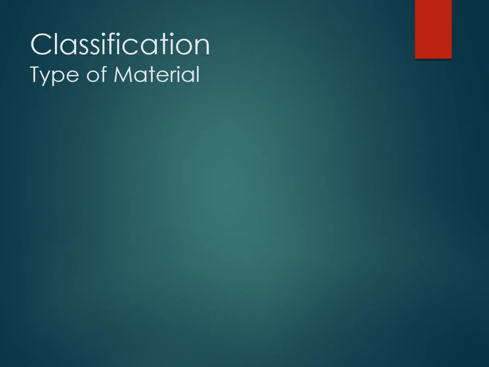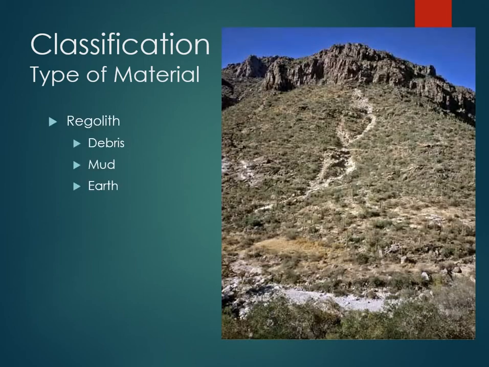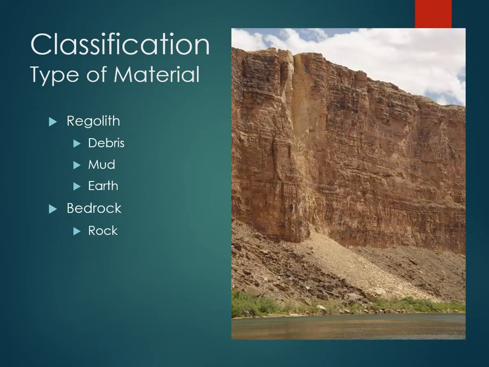For one, we're going to classify it based on the type of material. You've got basically two choices. You have regolith, and if it's a slide that's mostly out of regolith, you'll hear the word debris or mud or earth in the name for a lot of these. So debris is usually really big stuff, boulders, cobbles. Mud is really fine stuff. And earth is a lot of soil that's involved.